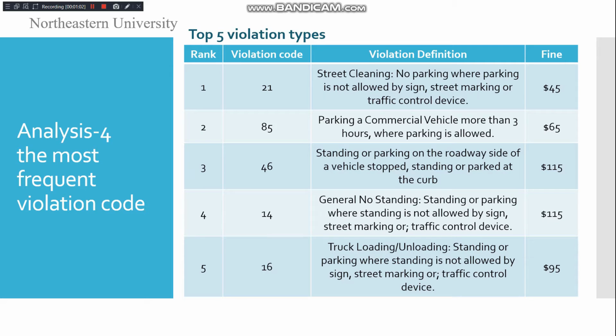In the top 5 violation type table, violation code 21 stands for street cleaning, which means cars are parked in an incorrect place where parking is not allowed by sign, street marking, or traffic control device. This type of violation is not as expensive as other types, but it is the most frequent one. Code 85, standing for parking a commercial vehicle over 3 hours, comes next, and standing or parking on the roadway side of a vehicle stopped and the general no standing, which frequently occurred in New York, are both at $115. And one more, drivers frequently park at the truck loading or unloading place, which is fined $95.